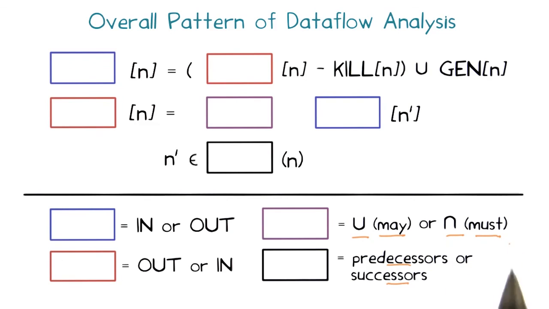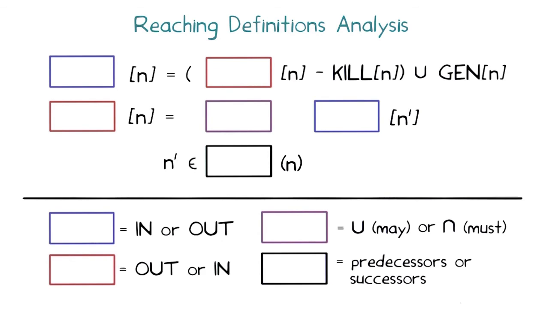Now that we have reviewed the overall pattern, let's instantiate it in turn for each of our 4 data flow analyses. We'll start with reaching definitions analysis, whose rules we examined earlier in the lesson. This analysis computes may information, which is evident from the goal of the analysis, which is to find definitions that could reach a program point along some path. Therefore, we fill in the purple box with the set union operator. Furthermore, the analysis propagates this information about reaching definitions forward in the control flow graph. Hence, we fill in the blue boxes with out sets, the red boxes with in sets, and the black box with predecessors.